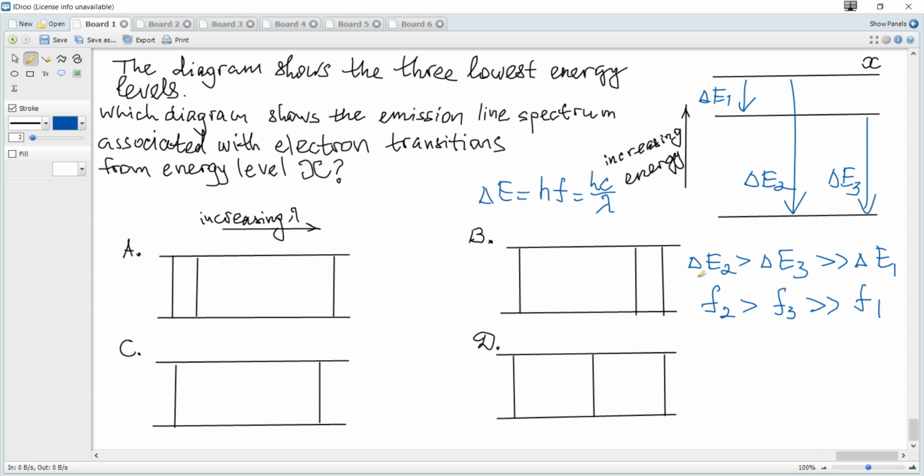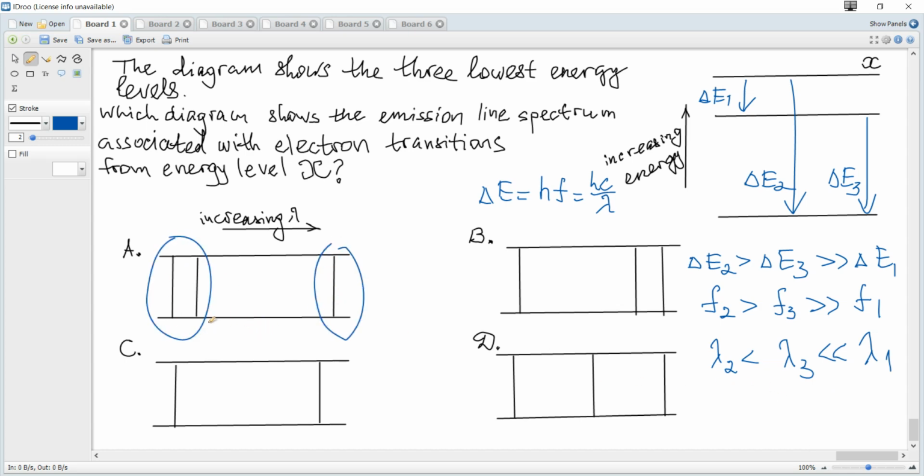And in terms of lambda, since delta E is inversely proportional to lambda, lambda 2 is less than lambda 3 and much less than lambda 1. So actually we need a relation in terms of lambda, and we can see there must be a wavelength which is much greater than the other two.